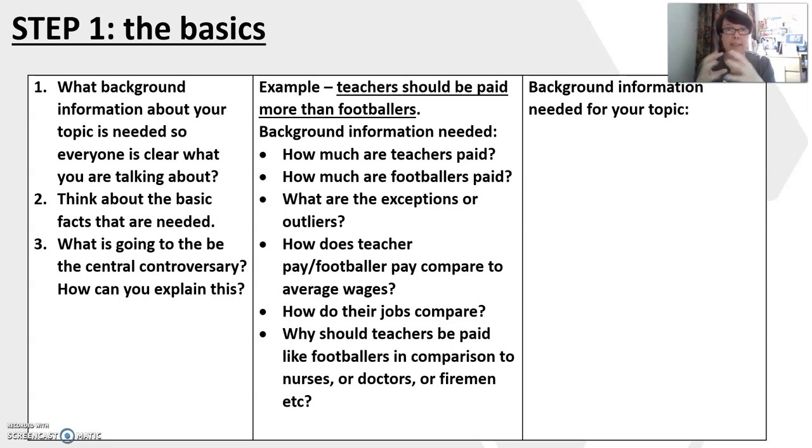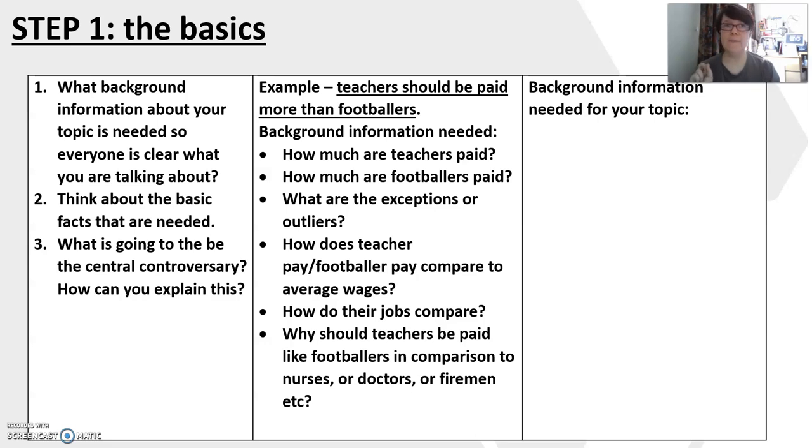Okay, and so that's the background information. Now, I don't have that information available to me, but I've listed it out so I could go and find it if I want to. So I want you to pause the video now, and I want you to think of at least 5 to 8 things that you can write in this box, which is the background information for your topic, basic facts needed so that the audience can understand it, and the central controversy.